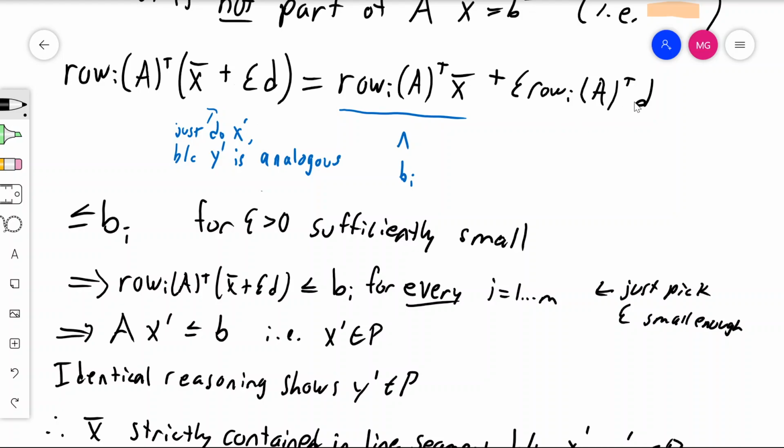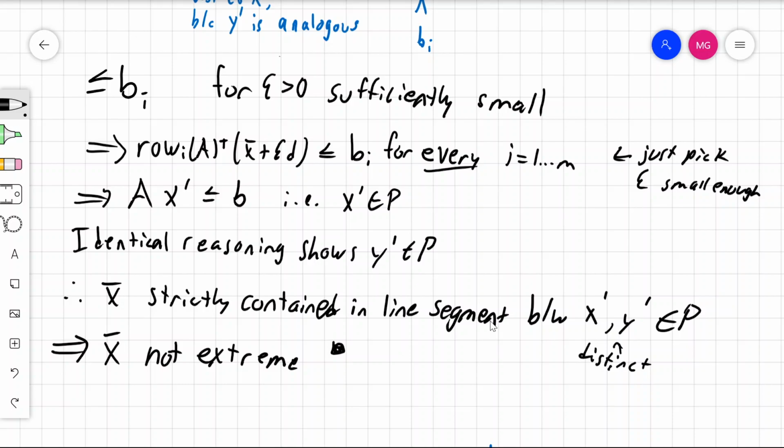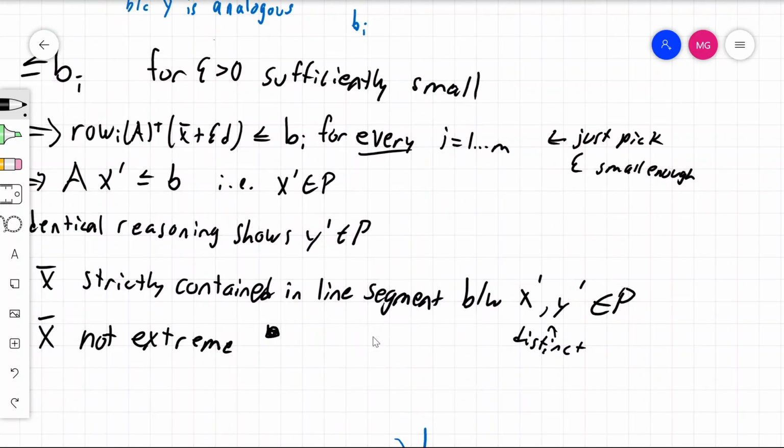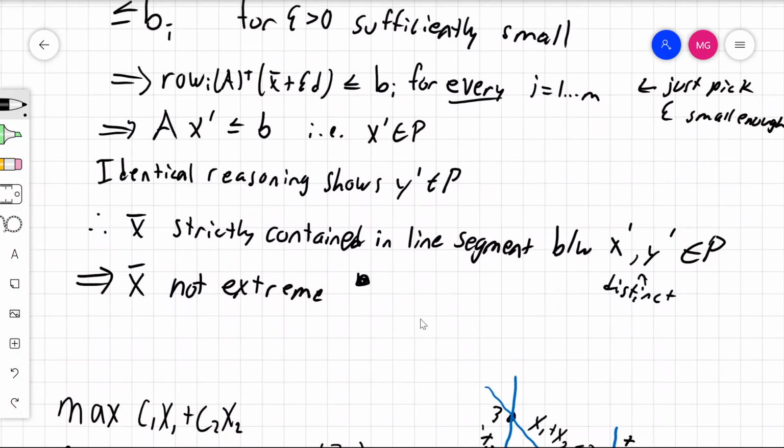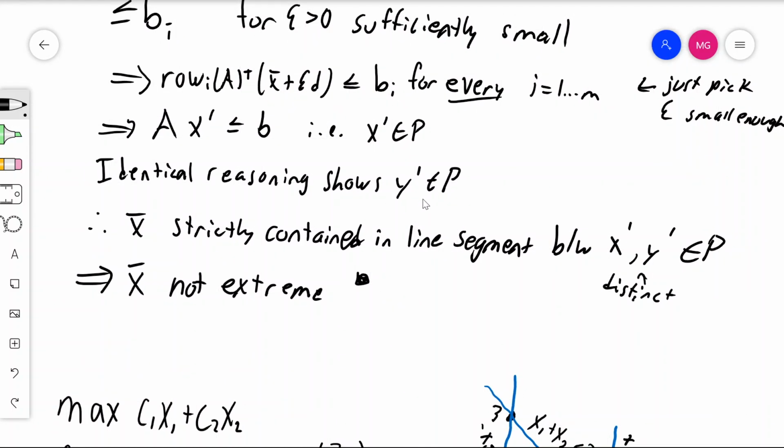This part is still going to be some number. It might be positive, it might be negative. We really have no idea. But if it's negative, then when you add a negative number on it, this was already less than bi, so something negative on top of that is definitely going to be less than or equal to bi. So you don't have to worry about any minus signs here. You just have to actually worry if this is a positive quantity, and we don't know whether it is or not. But even if it is positive, just taking epsilon small enough makes that work. So yeah, the exact same reasoning shows that y prime is in the polyhedron.